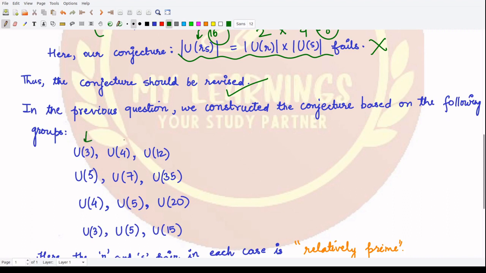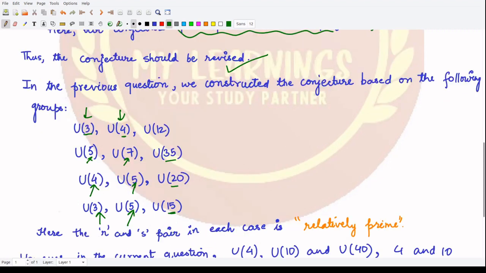You see 3 and 4 are relatively prime to each other and their product gives you 12. 5 and 7 are also relatively prime to each other. Their product gives you 35. 4 and 5 are also relatively prime to each other. Their product gives you 20. And 3 and 5 are also relatively prime to each other and their product is 15. Correct? So in each of the above cases, you can see that the R and S pair is relatively prime, right?